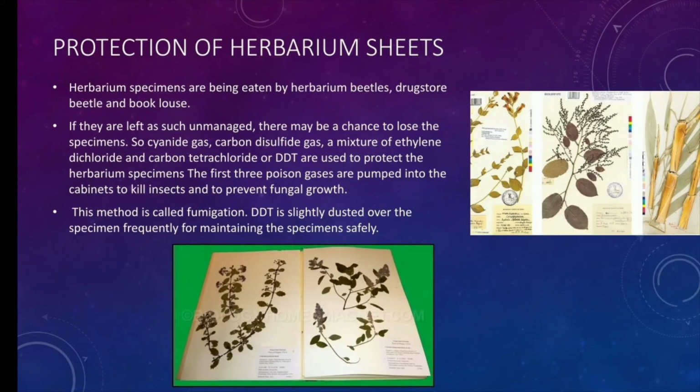The next one is protection of herbarium sheets. Herbarium specimens are eaten by herbarium beetles, drugstore beetles and others. If they are left unmanaged, there may be a chance of losing the specimen. So, cyanide gas, carbon disulfide gas, a mixture of ethylene dichloride and carbon tetrachloride, or DDT is used to protect the herbarium specimen. The first three poisonous gases are pumped into the cabinet to kill insects and prevent fungal growth.